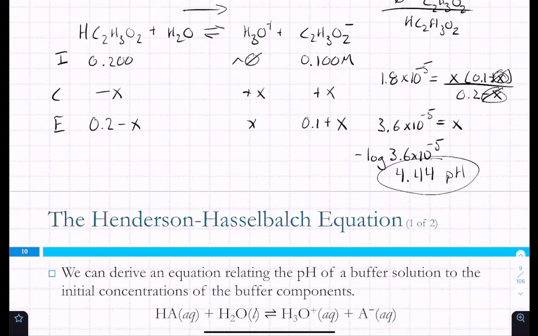Standard stuff. Now, are there any questions so far? Should be good. Still doing equilibrium. Still doing ice tables. Should all be familiar.